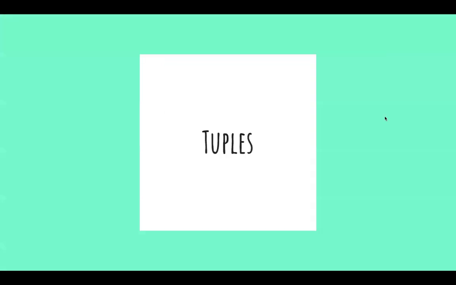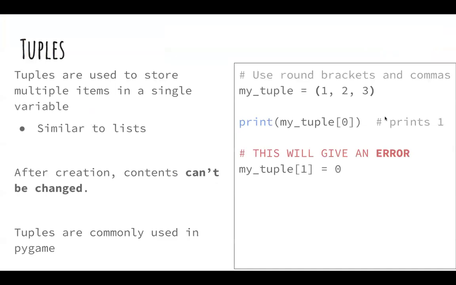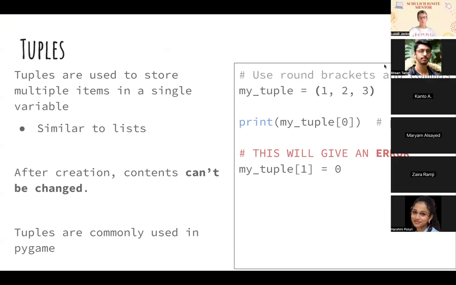So now let's talk about tuples. Tuples are very similar to lists, but there is one key difference. They cannot be changed, so we call them immutable. They are defined very similarly to lists, but instead of using square brackets, you will use round brackets. But when accessing elements from a tuple, you will also use square brackets and an index, as in lists.